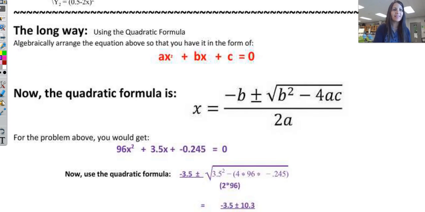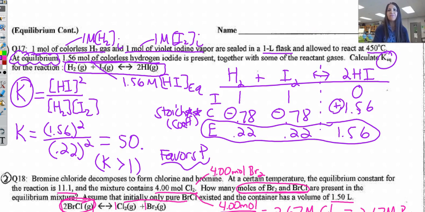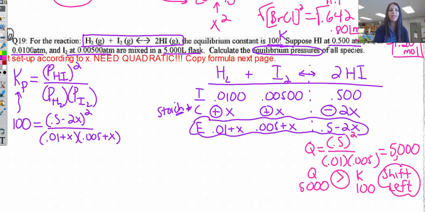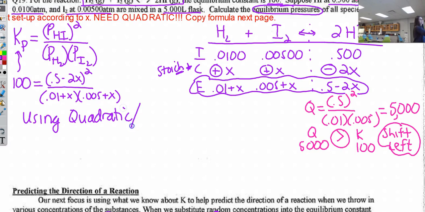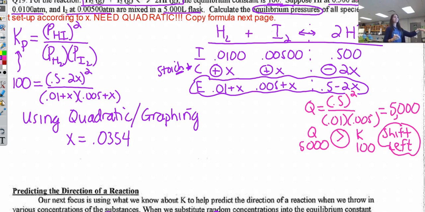Okay, so let's come back. For x, we got 0.0354. So I would have to use the quadratic, or a graphing calculator, and you would get that x is equal to 0.0354. Once you know what x is equal to, now you come back and you plug it in for each one of these.